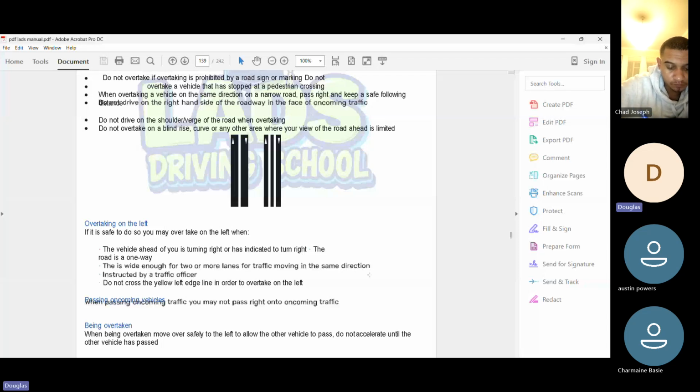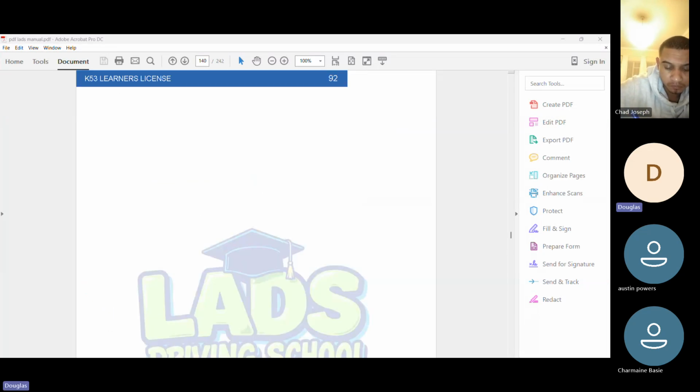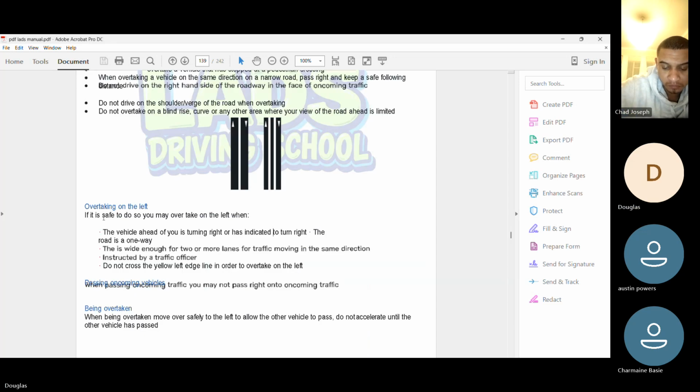Very important. You're not allowed to cross it when you are overtaking. Okay, we're continuing. Passing oncoming vehicles. When passing oncoming vehicles, you may not pass right onto oncoming traffic. If a vehicle is coming, you cannot pass that vehicle on the right side. You need to always keep to the left side of the road.